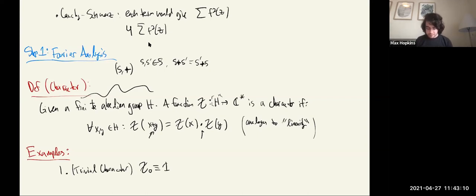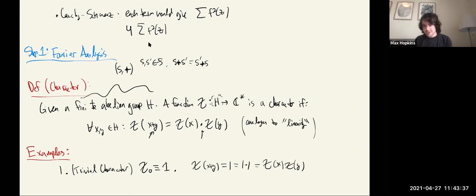It's 1 on everything. So why is this a character? Well, chi of x plus y is equal to 1, because everything's equal to 1. But 1 is equal to 1 times 1, and that's equal to chi x times chi y, right? Because these are both equal to 1. I'm not saying anything crazy here. This is totally trivial. Everything's 1, and 1 times 1 is 1. So this is a character.